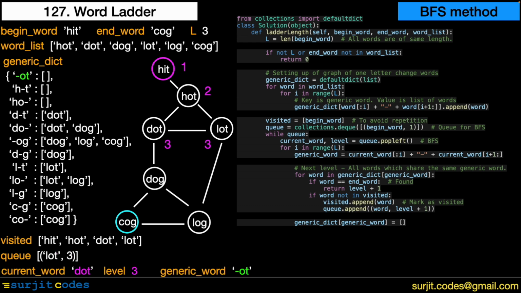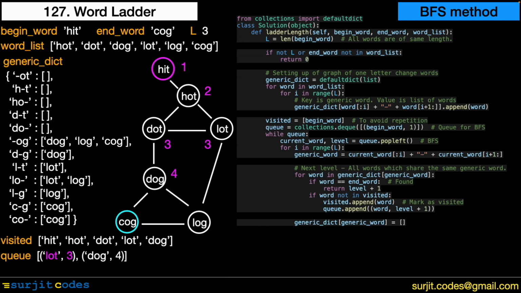First generic word of dot is dash OT, for which the list is empty. Next generic word is D-T. It has only one word dot, which is already visited. So we clear this list. DO dash has two words. Dot is already visited. We now add dog in its visited list and in the queue. We clear the list for DO dash.